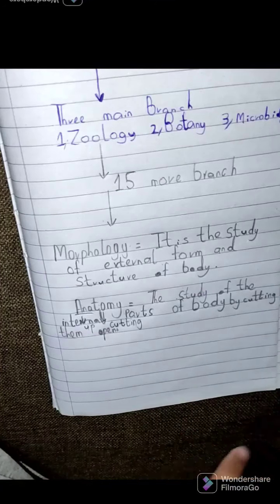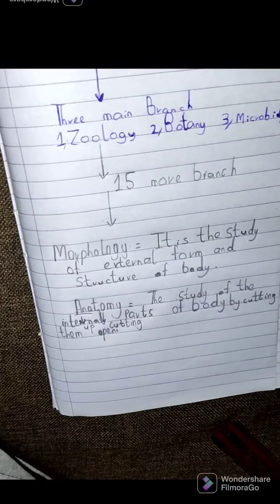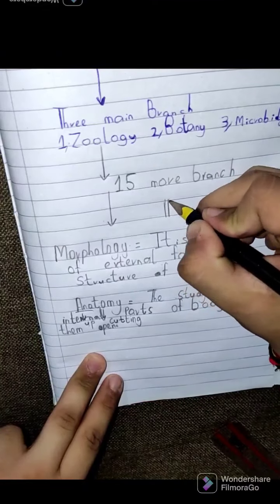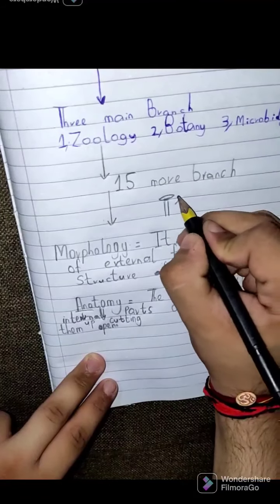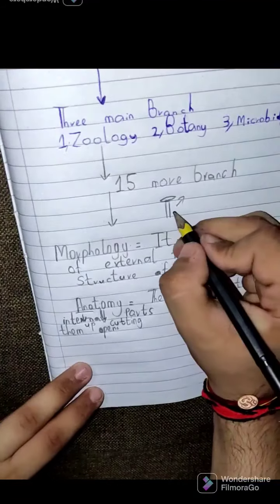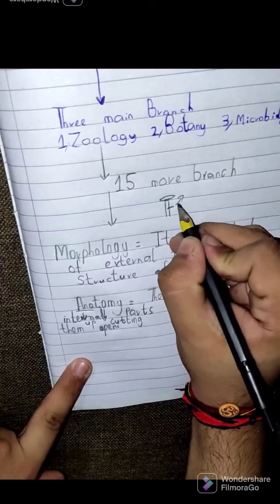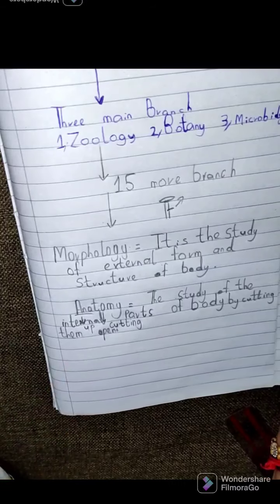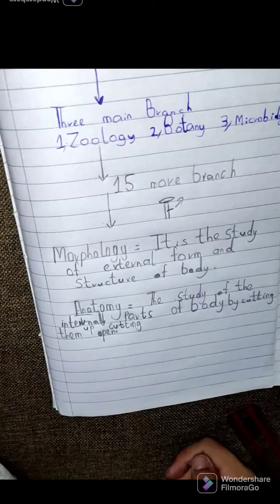If you are studying your finger and you cut it, you are viewing the cells. Likewise, suppose this is a nail and you are studying it outside, it will come in morphology. If it is removed and you are viewing it inside, it will come in anatomy, because you are viewing the cells inside. Because you are cutting and then viewing it, it will come in anatomy.